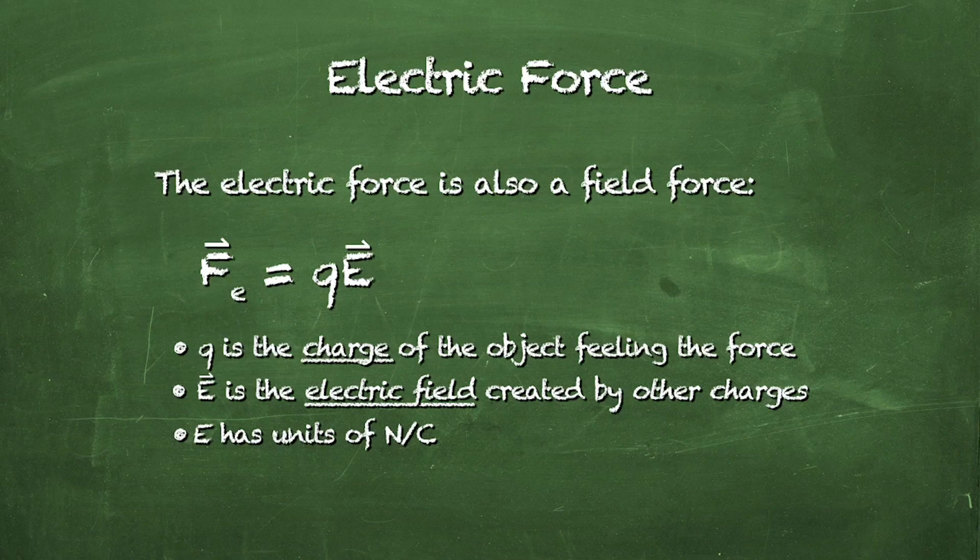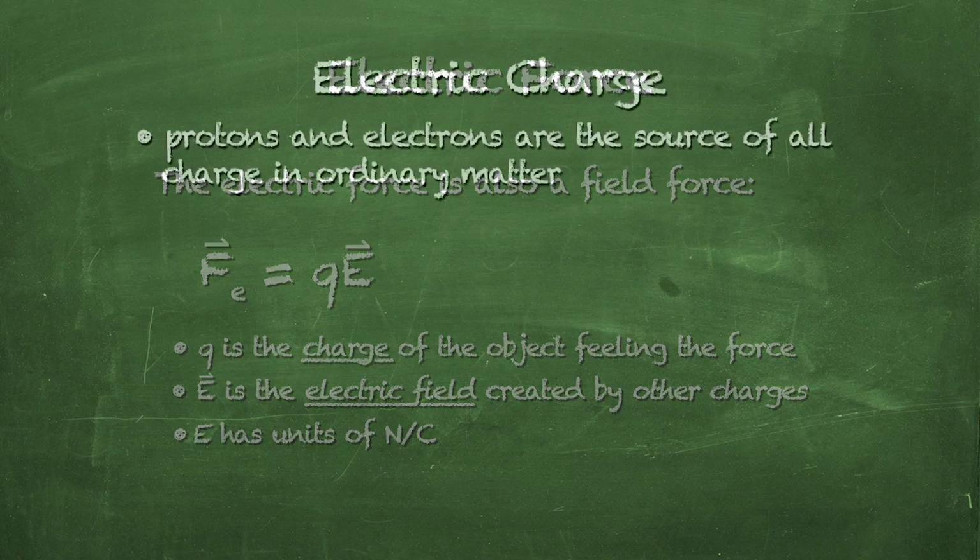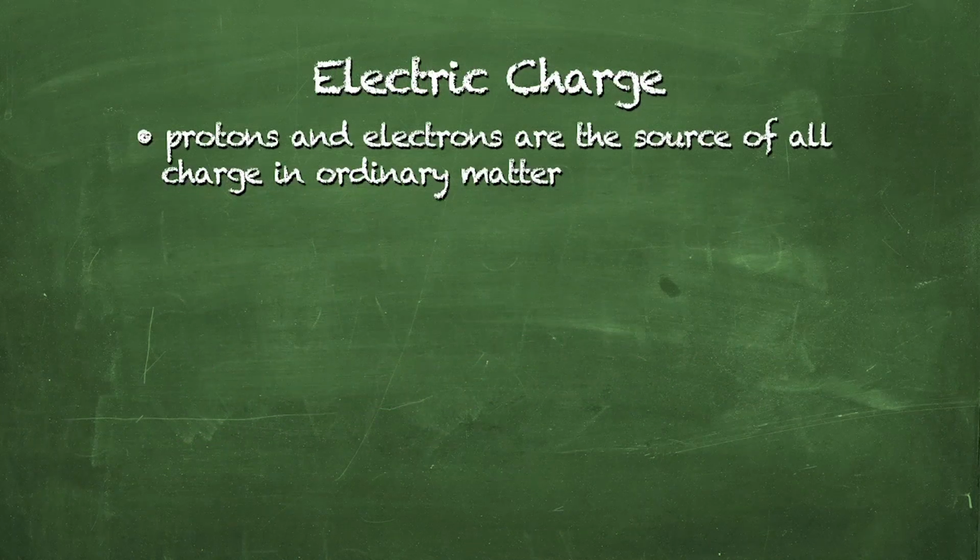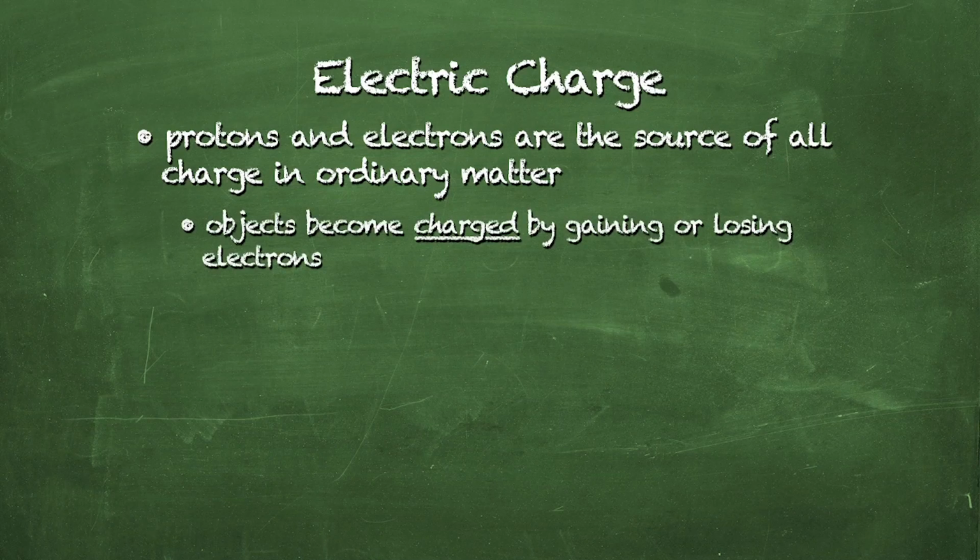Let's talk a little bit more about electrical charge first. Protons and electrons are the source of all charge in ordinary matter. Objects become charged, such as the tape becomes charged, by gaining or losing electrons. Electrons are usually more mobile than the protons are. Protons and electrons, the magnitude of the charge of protons and electrons is the same.